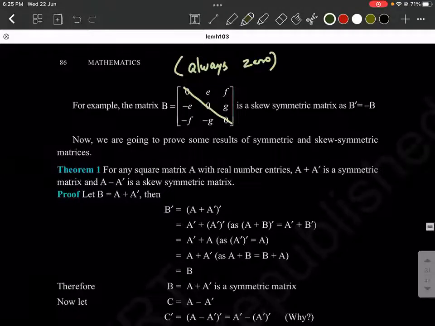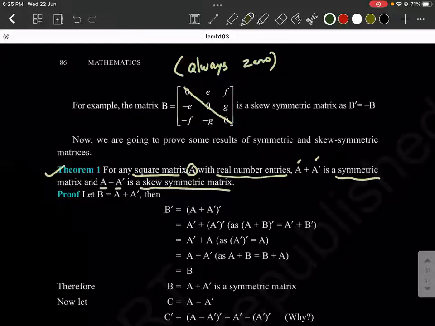Now, based on the basic definitions, there is a theorem which says that if I have a square matrix A with real number entries, then the sum of A and A transpose will always be a symmetric matrix. And the difference, A minus A transpose, will be a skew symmetric matrix. Is it clear?